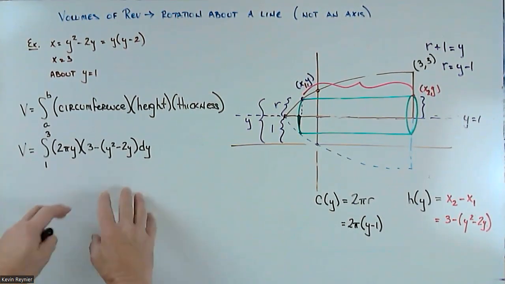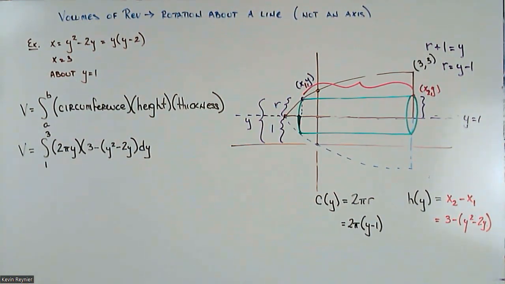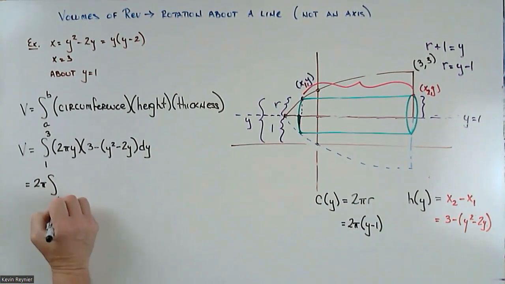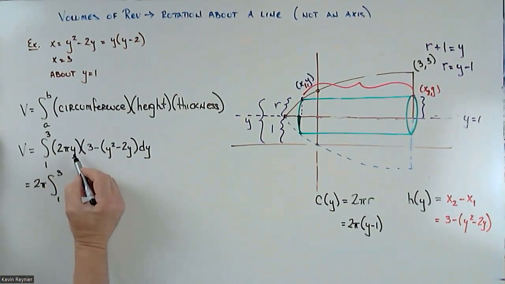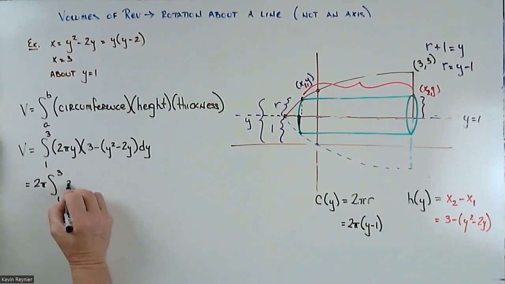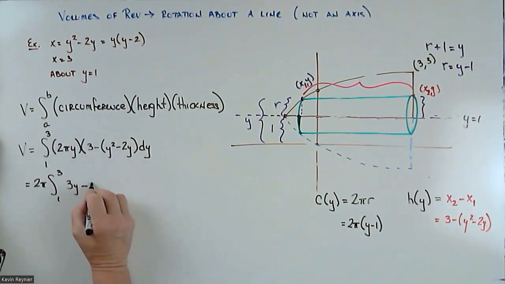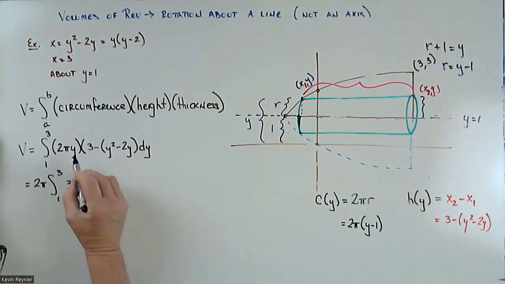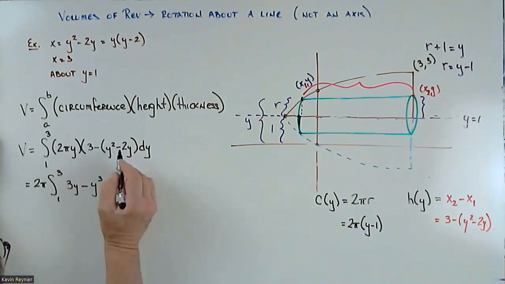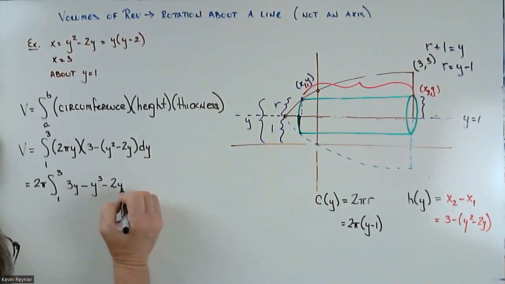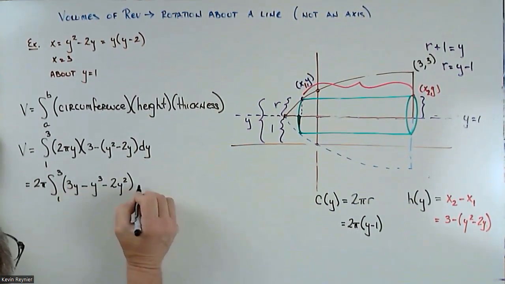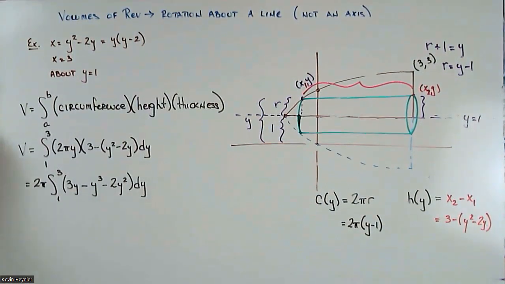We can take the 2 pi out. We have to integrate from 1 to 3. We have y times 3, so that's going to be 3y. We have a minus y times y squared, that's going to be y cubed. And we have a minus y times 2y, that's going to be minus 2y squared dy. And so we have to integrate this and solve to get our answer.